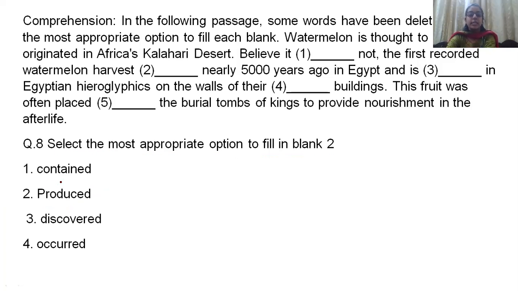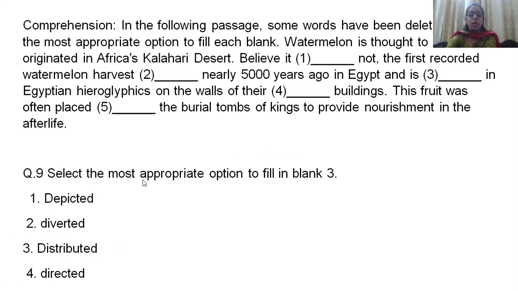Question number 8. Select the most appropriate option to fill the blank number 2. So, again, you will read it: believe it or not, the first recorded watermelon harvest dash near 5,000 years ago. Contained, produced, discovered, or occurred. This harvest was not discovered. The harvest must have happened. Okay. So, for happening, we use the word occurred. Occurred is the correct answer.